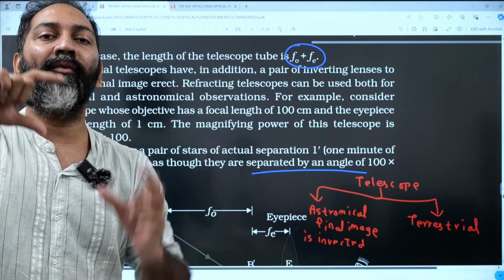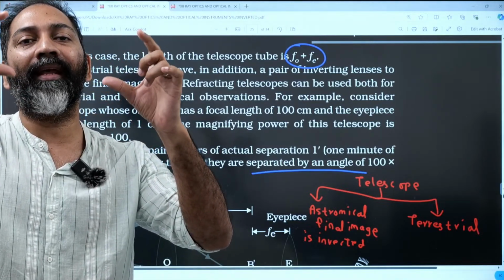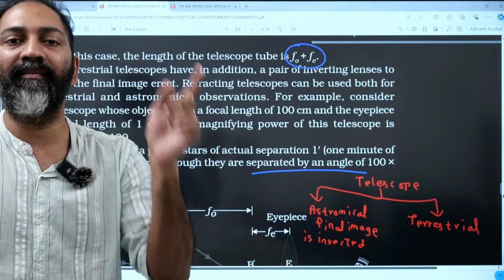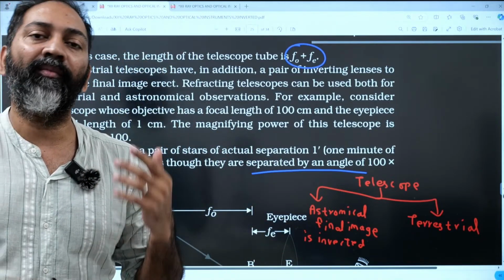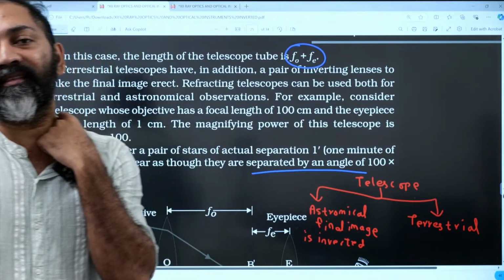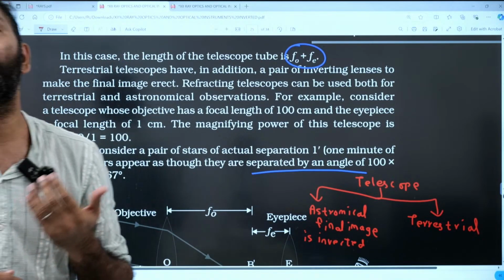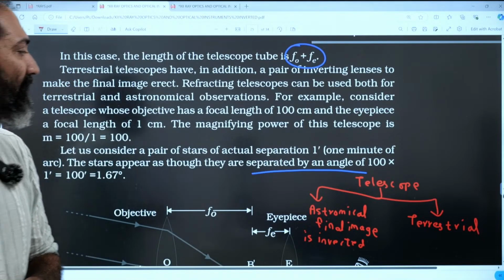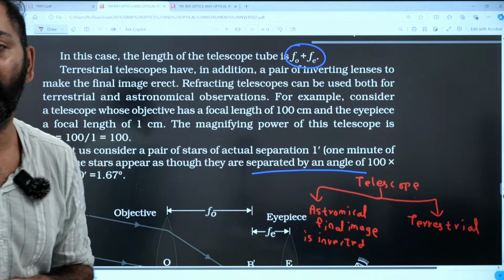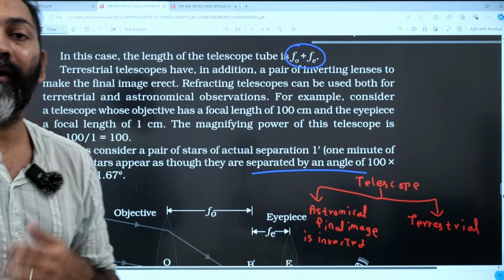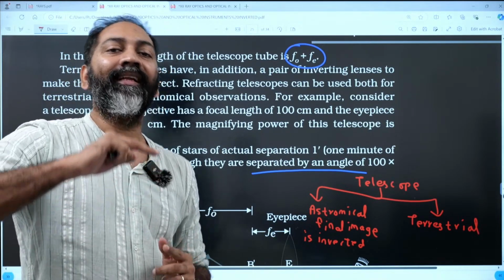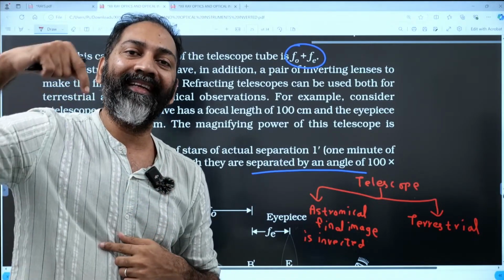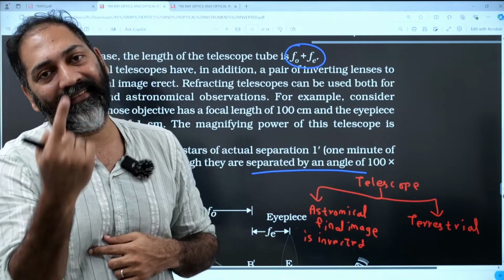Inverted. When you are watching the distant sun, moon or any planet, whether you see it erect or inverted, it doesn't matter because it is symmetrical in shape. So you cannot use astronomical telescope for terrestrial purpose. When you see an object on Earth, if you are seeing it inverted, then there is no purpose. So we add an additional inverting lens to the astronomical telescope, so that the already inverted image becomes erect.